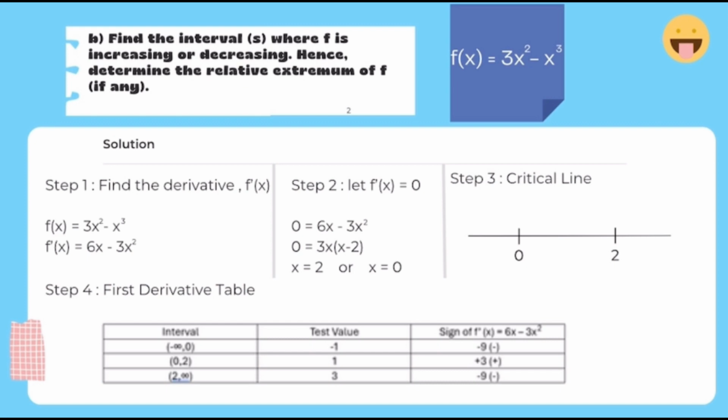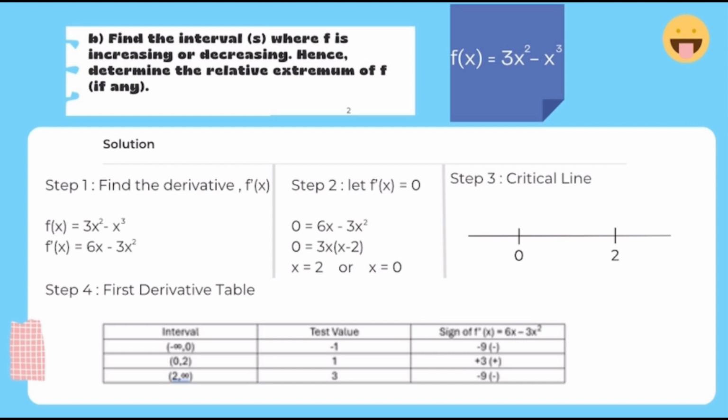Step 4 is to do the first derivative table, which has 3 columns. The first is the interval, the second is the test value, and the last is the sign of the differentiated function, 6x minus 3x squared. The first interval is the left side of 0, which is an infinite number of values to the left of 0.